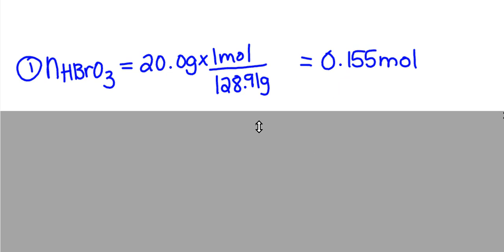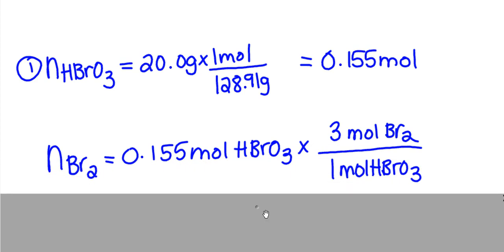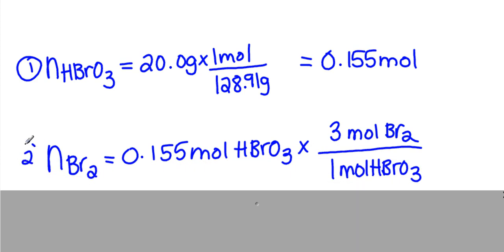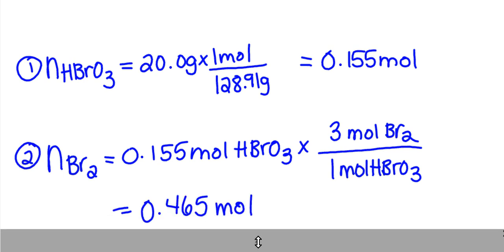Next, we need to do our mole ratio step. They're not a 1-to-1 ratio. If you look in your balanced equation, it's 1-to-3. 1 mole of HBrO3 to 3 moles of bromine. So 0.155 times 3 divided by 1, and we'll get about 0.465 moles of bromine.